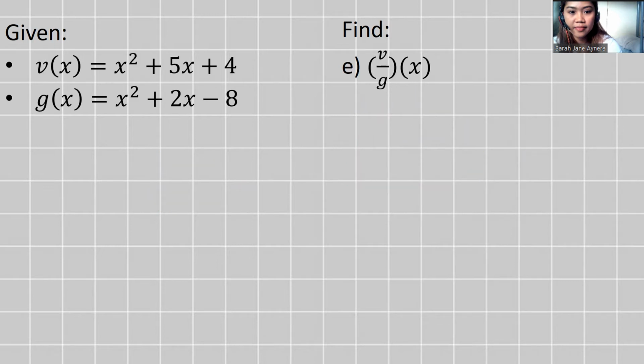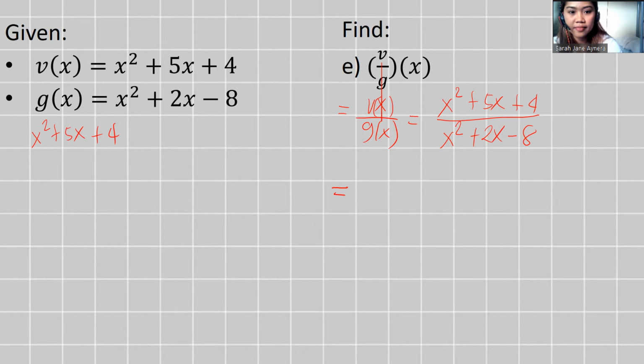Example letter E. v over g of x is just equal to v of x over g of x. v of x is x squared plus 5x plus 4, and g of x is x squared plus 2x minus 8. So in this case, you are going to factor both the numerator and the denominator. Let us find the factors of x squared plus 5x plus 4.